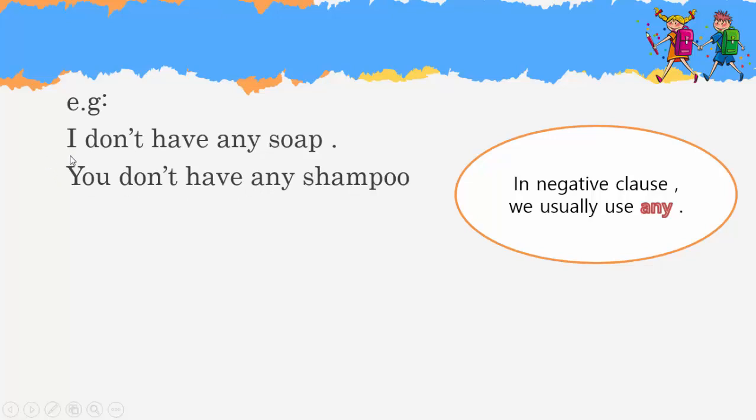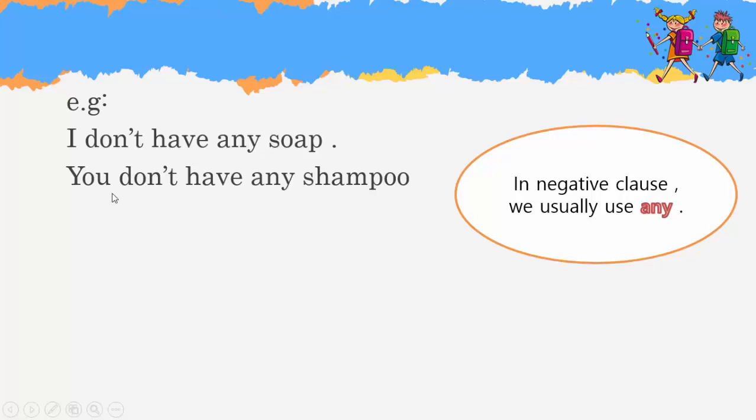As you can see from the first example, we start with our subject I, followed by don't have, the negative form of have, as you know. Then followed by any. We used any in a negative clause, as we said. Don't have is a negative sentence or negative clause.